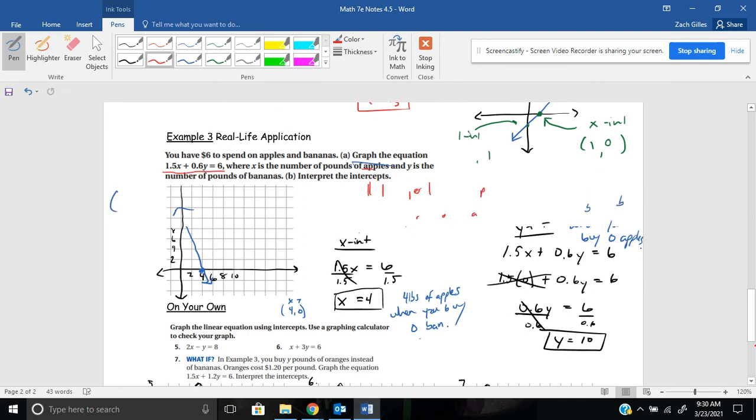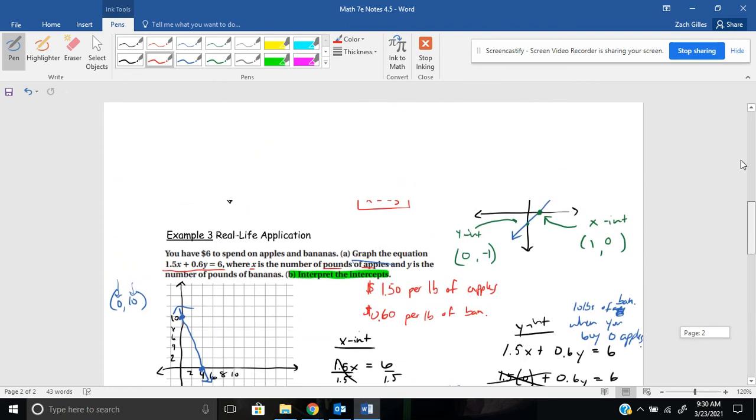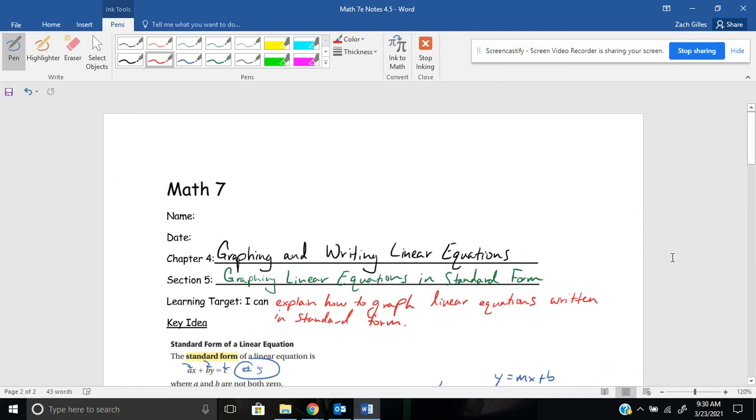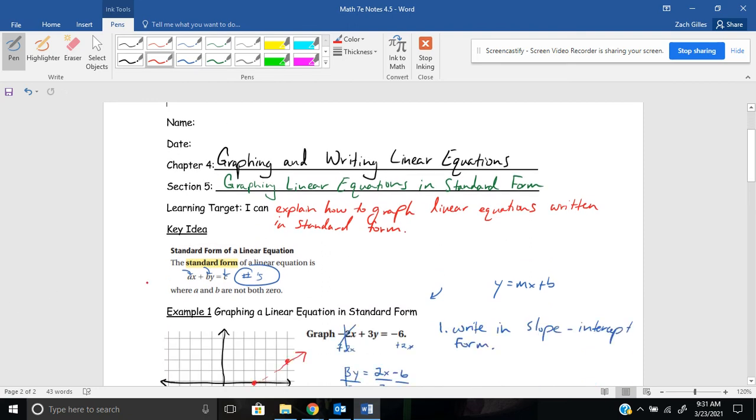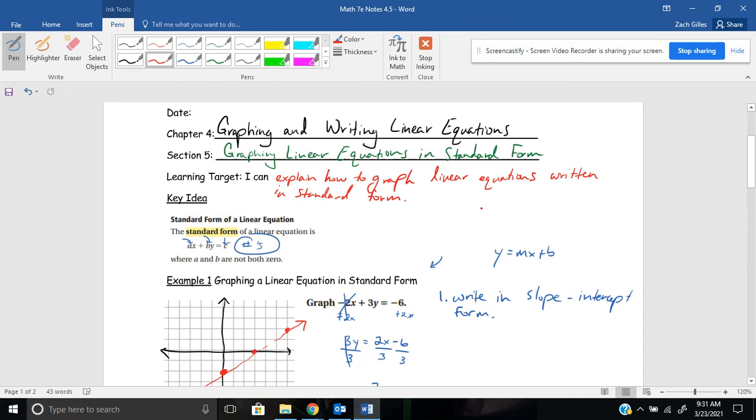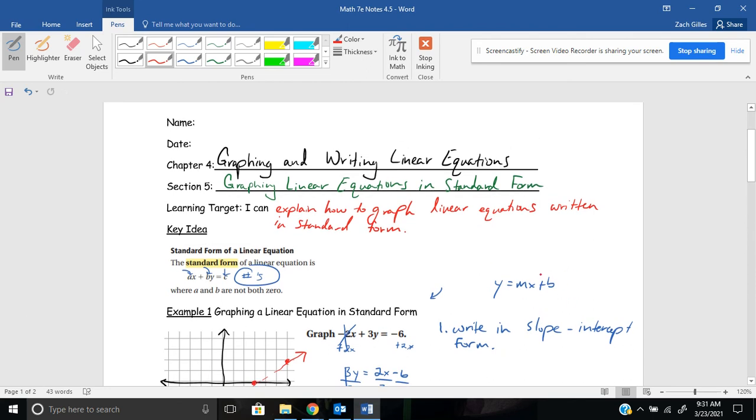So that wraps up standard form. Again, a couple different methods that you can do that with. AX plus BY equals C is standard form. And the couple methods we talked about to graph today were A, putting it in slope-intercept form, and B, actually solving for x and y to find the intercepts and graphing using the x and y intercepts.